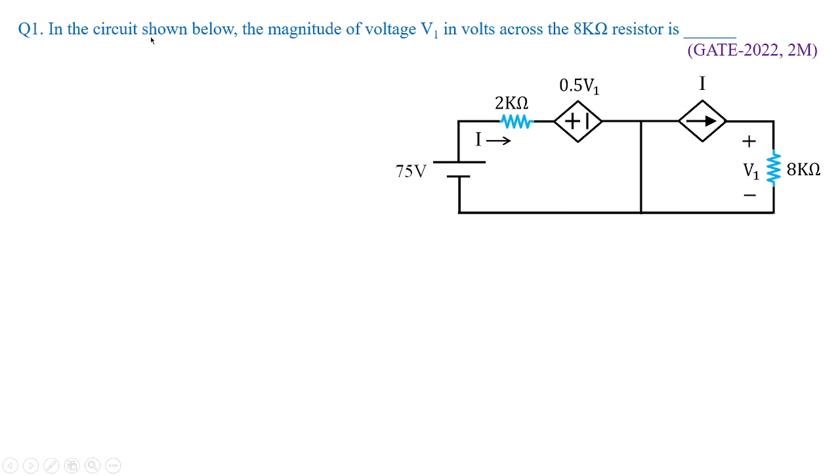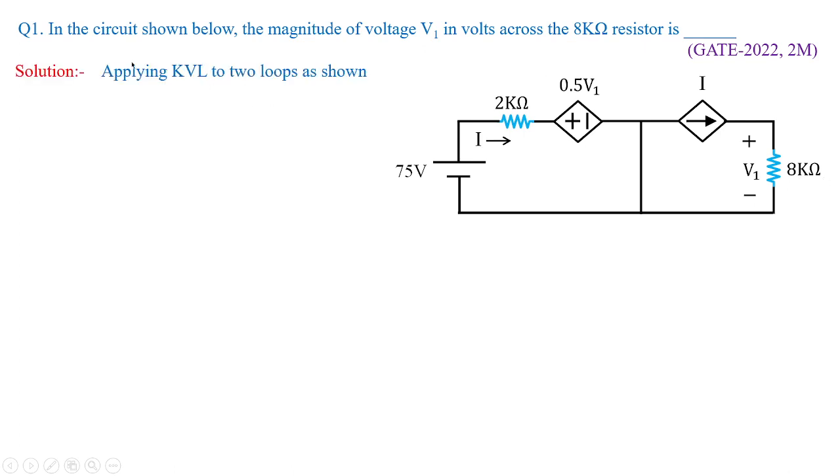So what is the question? In the circuit shown below, the magnitude of voltage V1 in volts across the 8 kilo ohm resistor is dash. Okay, so two dependent sources are given in the same problem. So what you have to do is observe carefully what exactly the dependency is. I is flowing in 2 kilo ohms and the same I is flowing in 8 kilo ohms, and the voltage is measured across 8 kilo ohms.